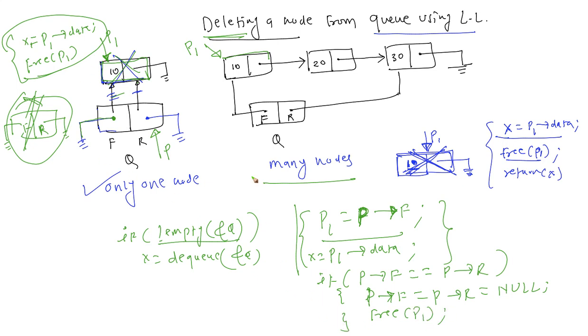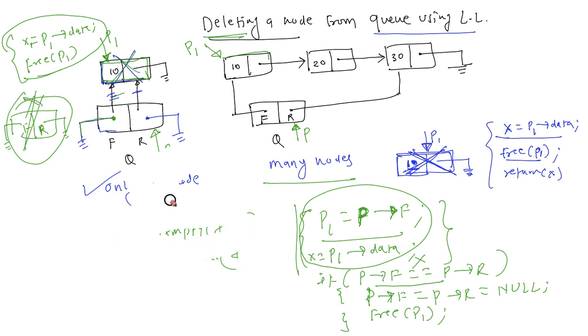Else means this scenario. Here I have done the same thing, but this if is not true now. That means F and R are not pointing to the same node. F is pointing to this node and R is pointing to this node. That's why the value of F is the address of this node, and the value of R is the address of that node. Here also I have P pointer pointing here. So the values of F and R are different, so this condition will fail here.